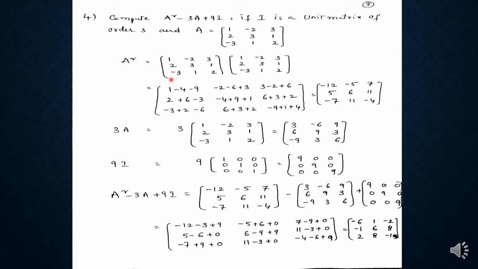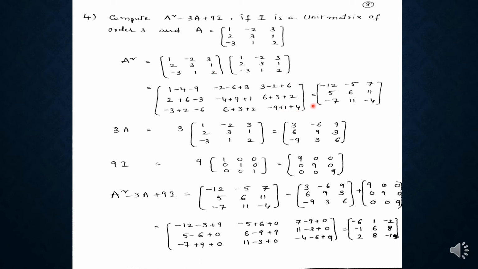Now the third row into the first column. Minus 3 into 1 is minus 3, plus 1 into 2 is plus 2, plus 2 into minus 3 is minus 6. Third row into the second column. Minus 3 into minus 2, that is plus 6, plus 1 into 3 is plus 3, plus 2 into 1 is plus 2. Now the third row into the third column. Minus 3 into 3 is minus 9, plus 1 into 1 is plus 1, plus 2 into 2 is plus 4.